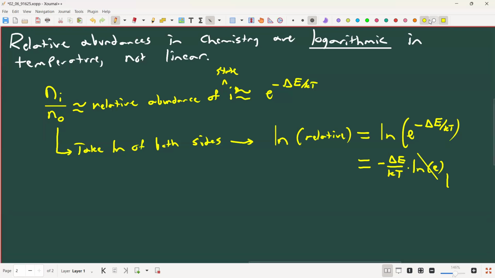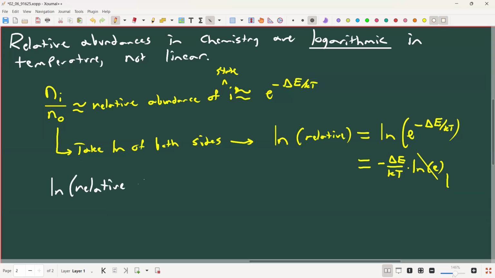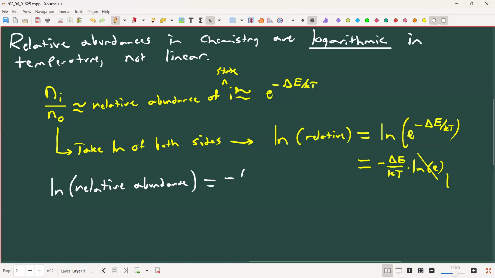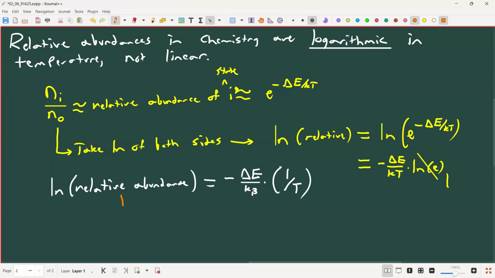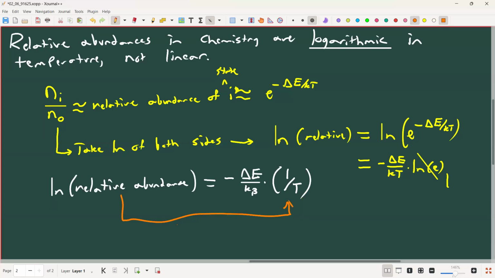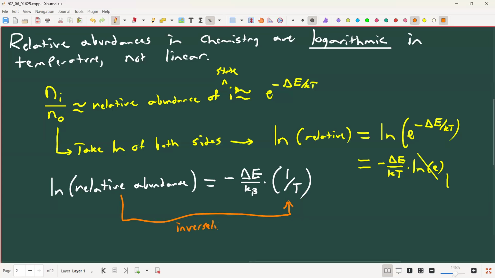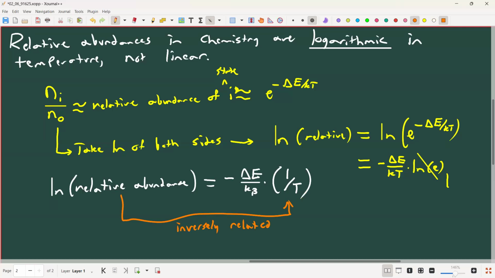And so what it says is that the log of the relative abundance is equal to minus delta E over KB times 1 over T. So what this means is that the log and the temperature are inversely related to each other. So it's a logarithmic scale, non-linear scale. You have to take logs of abundances in order to get a linear relationship with temperature. So temperature is kind of a funky scale.